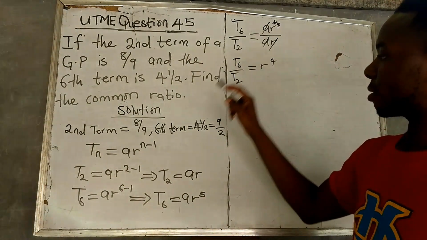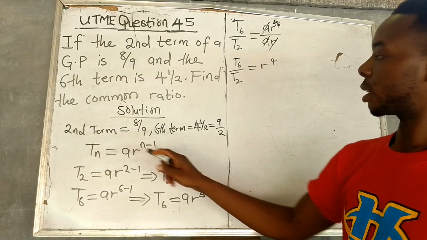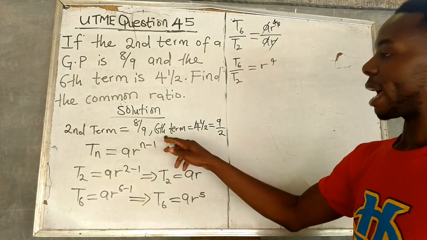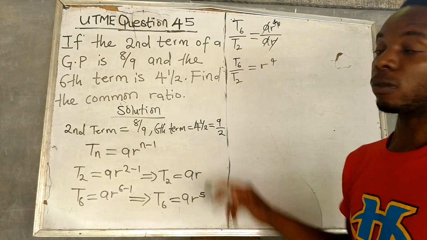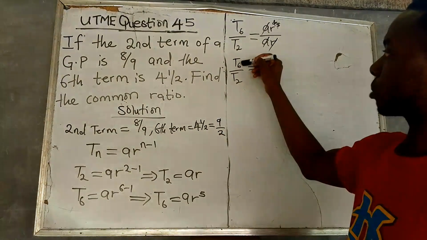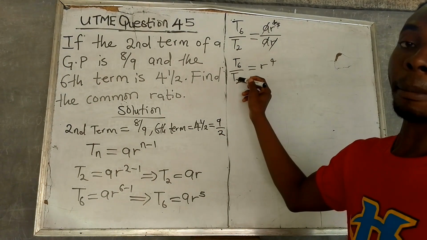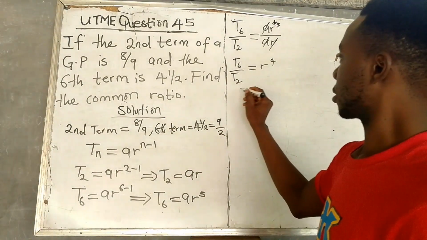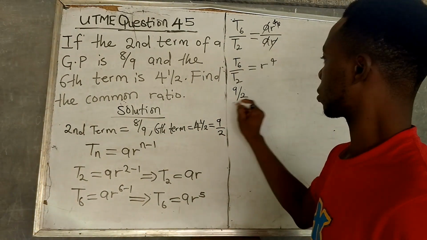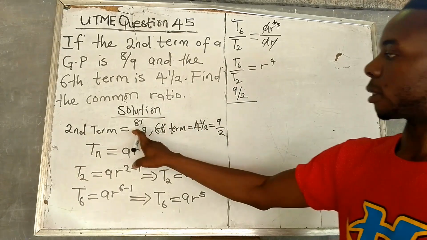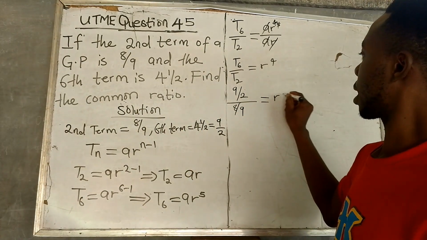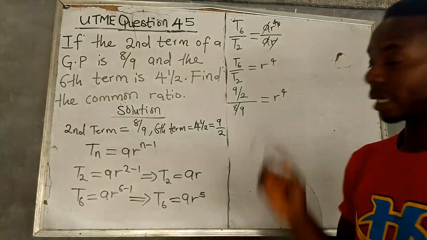And remember, they said that the second term is equal to 8 over 9, while the sixth term is equal to 9 over 2. So we substitute the value of the sixth term and the second term in this formula. So the sixth term is 9 over 2, all over the second term, which is 8 over 9, is equal to r raised to power 4.